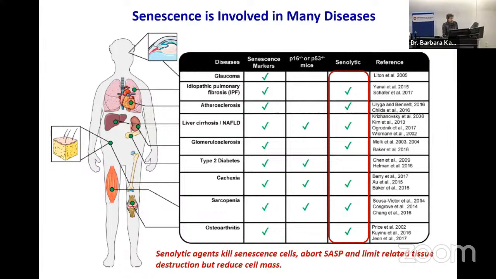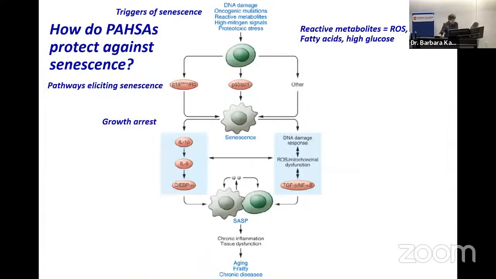So senolytic agents kill senescent cells, and they abort the SAPs, and they limit the related tissue destruction, but they also reduce cell mass. So you can imagine for type 1 diabetes, that's not great, reducing the mass of beta cells. And for neurologic disease, it's not that advantageous. So we're looking for senomorphic agents that don't kill the cells, but reverse them to functional cells.